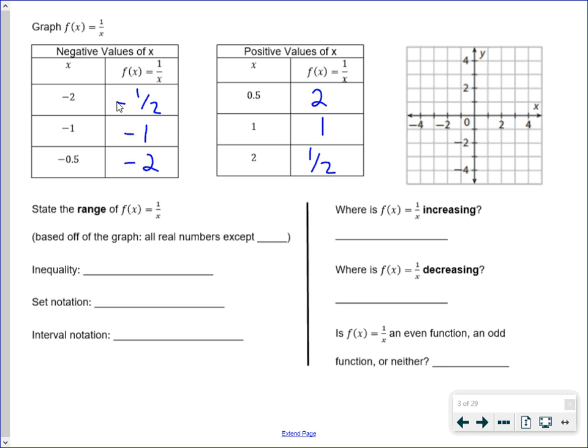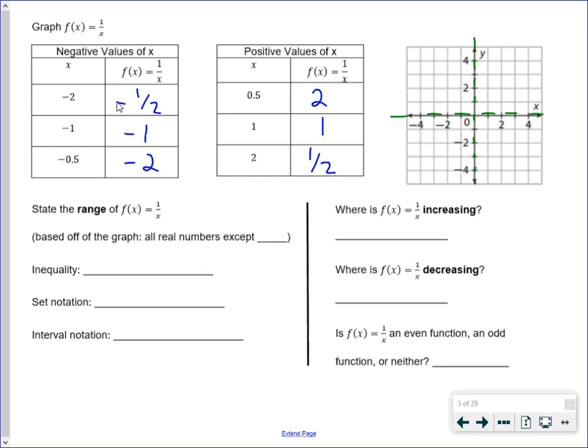Before we start plotting these points, what we always want to do when it comes to rational functions is graph our asymptotes first. We talked about this in the previous slide. f of x equals 1 over x will have asymptotes at the y-axis and the x-axis. We draw dashed lines to represent the asymptotes, and once we do that, we can plot our points and graph our function.